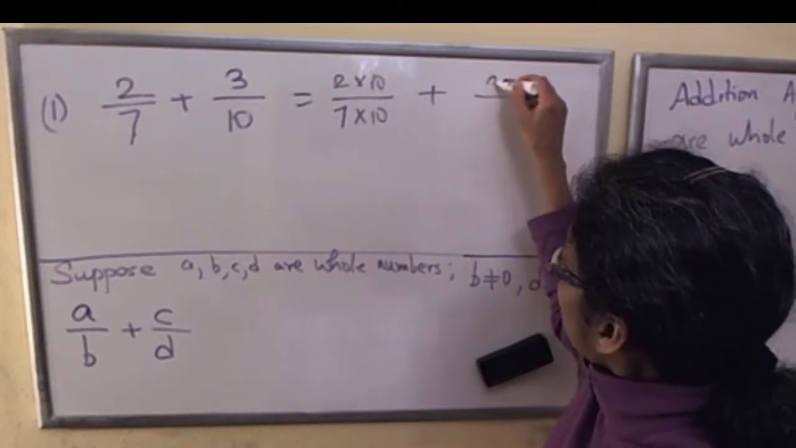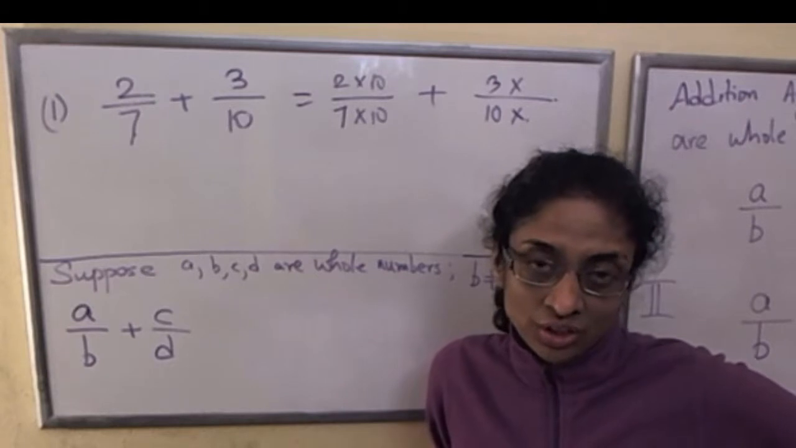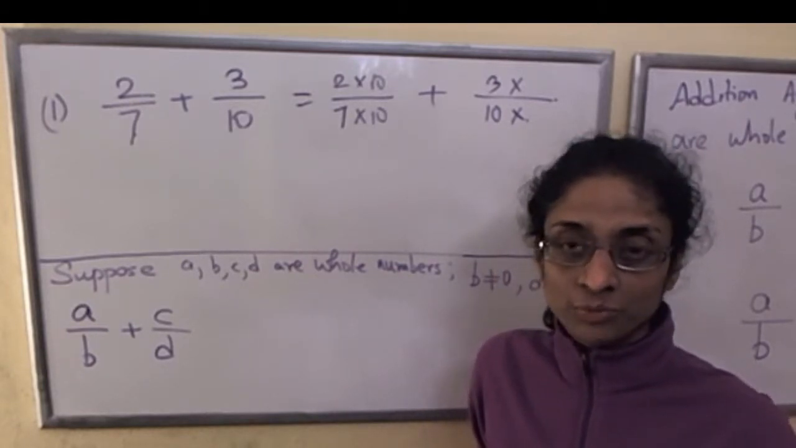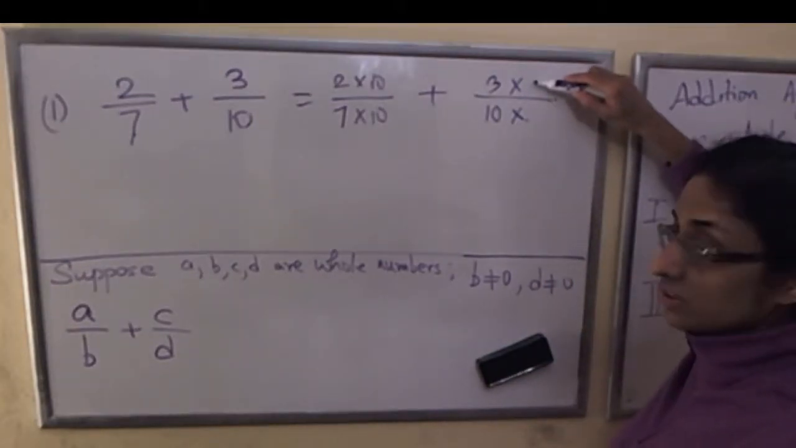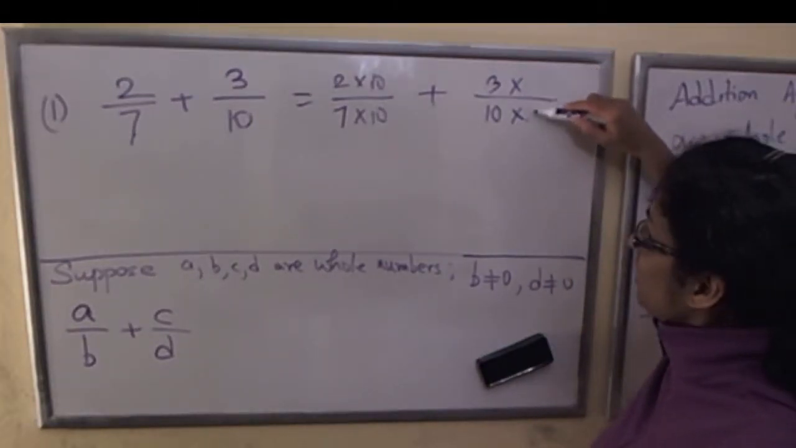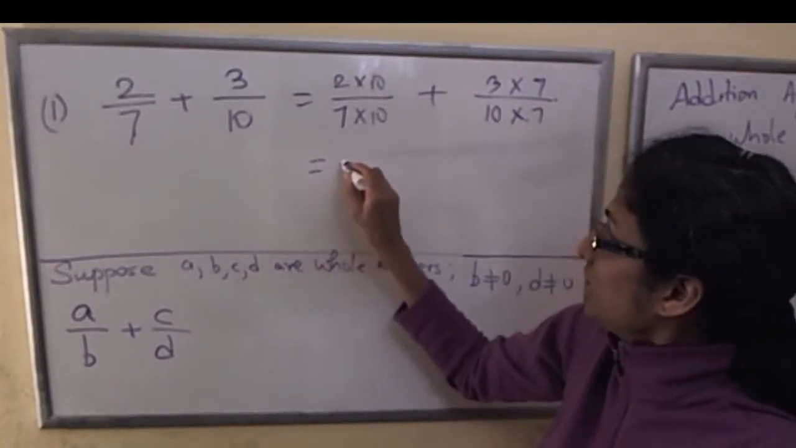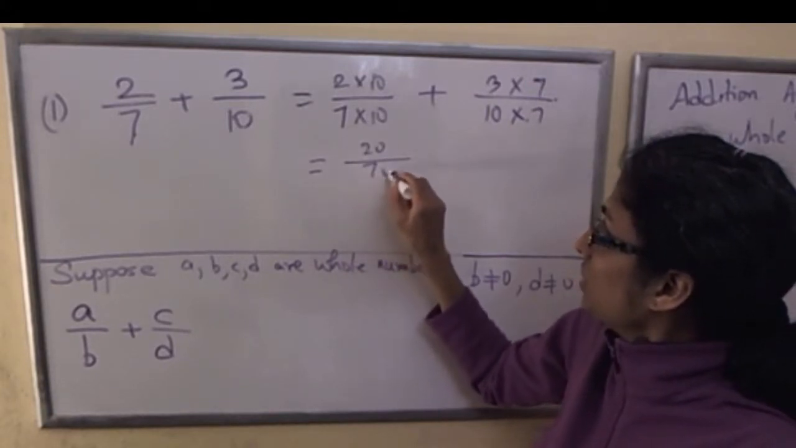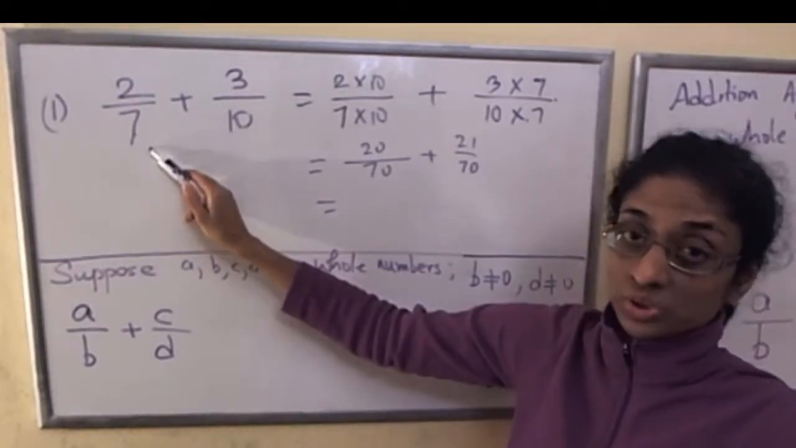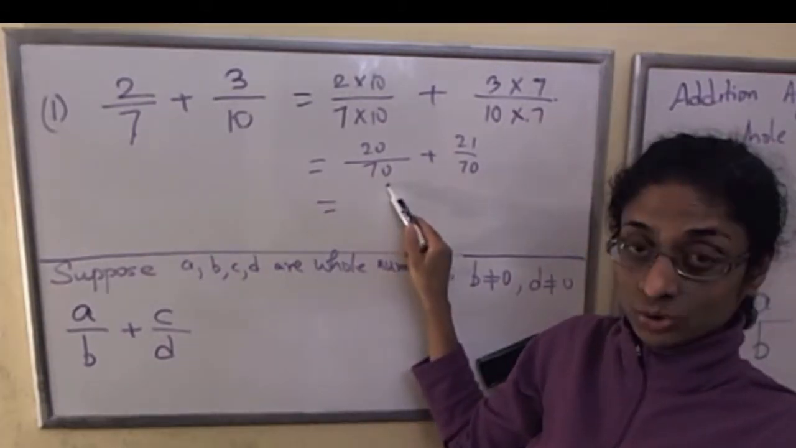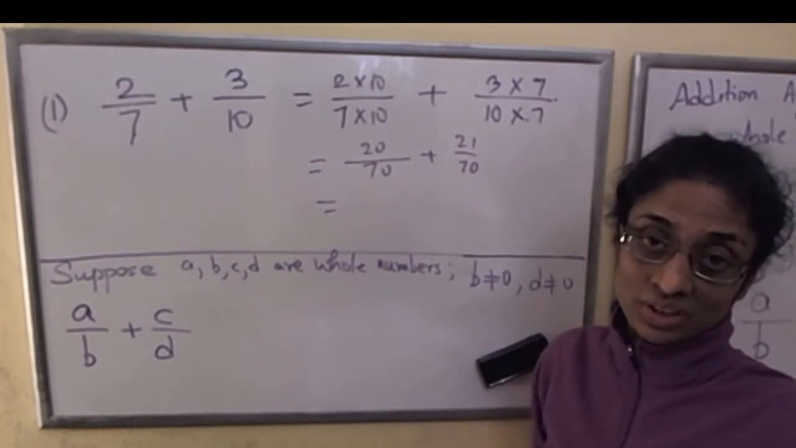And for this one, 3 over 10, we replace it by an equivalent fraction. The fundamental fact about equivalent fractions tells us we may pick any non-zero whole number, the same one, we can put it here and here. And we pick 7, 7, and 7. What does that give us? Then we have 20 over 70 plus 21 over 70. So we replace 2 over 7 by its equivalent fraction, 20 over 70. We replace 3 over 10 by its equivalent fraction, 21 over 70.